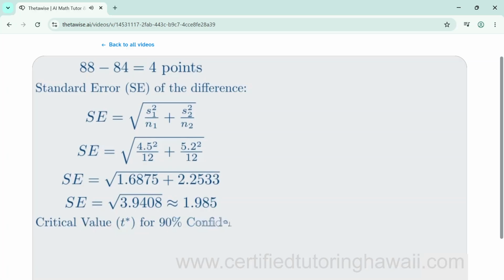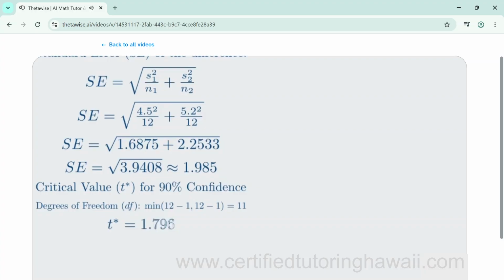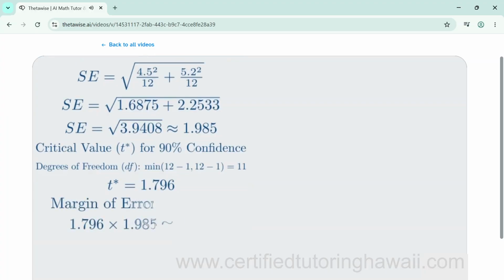Next, we need our critical value, t star. We are looking for a 90% confidence level. For the degrees of freedom, we take the smaller of n1 minus 1 or n2 minus 1, which is 11. Using 11 degrees of freedom, we look at our t-table for the 90% confidence row. The critical value is 1.796. Now, multiply the critical value by the standard error to find the margin of error. This equals 1.796 times 1.985, which is approximately 3.565.